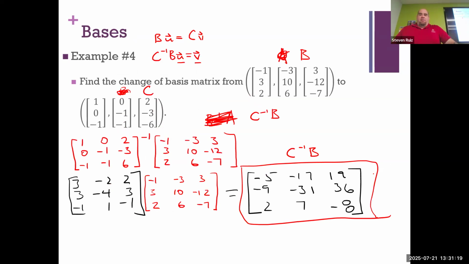Will it be important to know how to do both, or do we just have to? No, I mean this is the goal here.